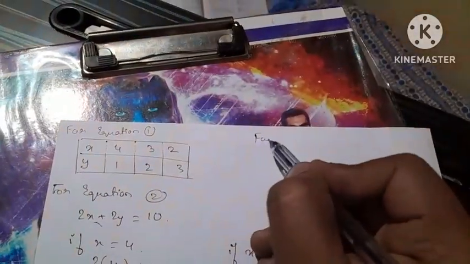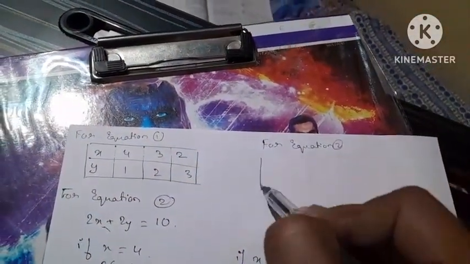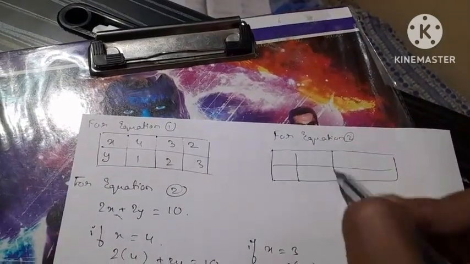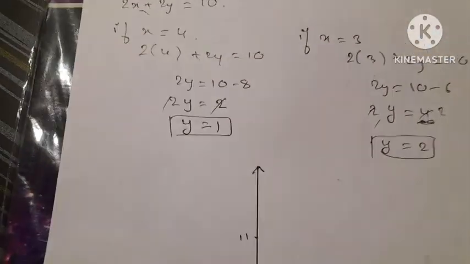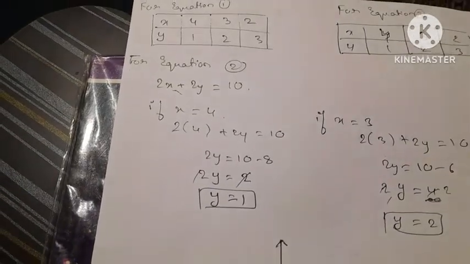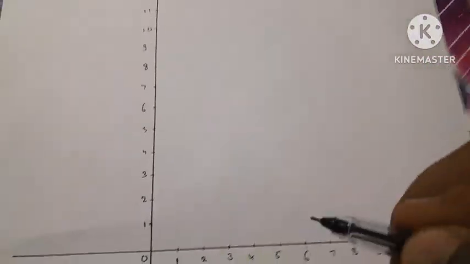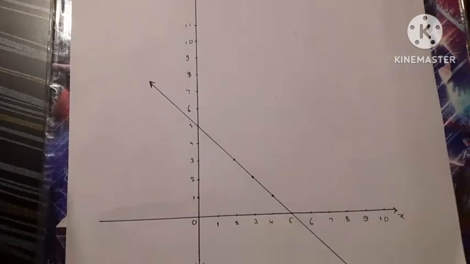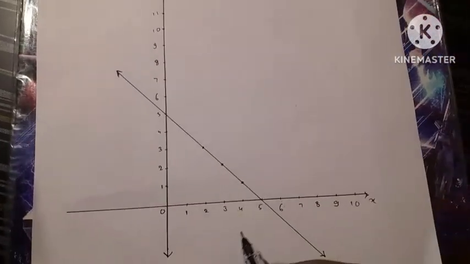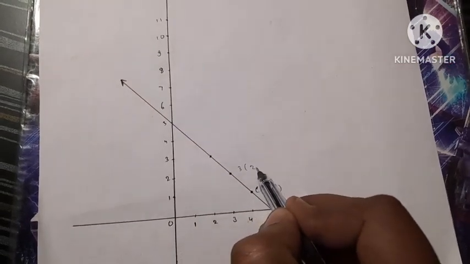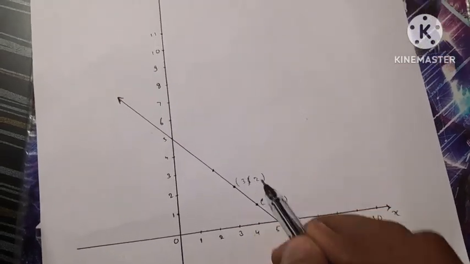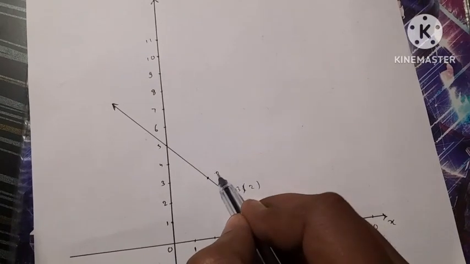For equation 2, we'll make the box under the x and y coordinates, which will be x: 4, 3, 2 and y: 1, 2, 3. So according to the coordinates received, we'll just plot the points here. You just see the points which are given in these boxes, and we can easily plot the points. After plotting the graph, we get a graph like this. You can see here, this is (4,1), this is (3,2), and this is (2,3).